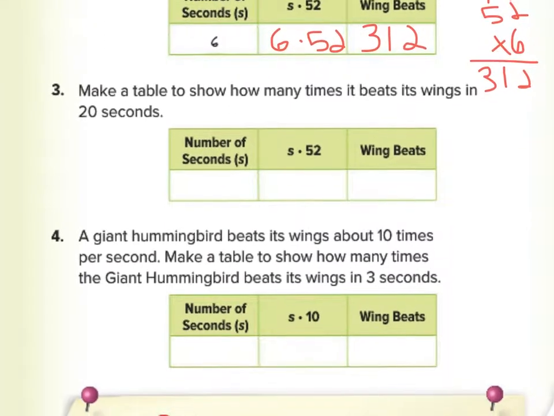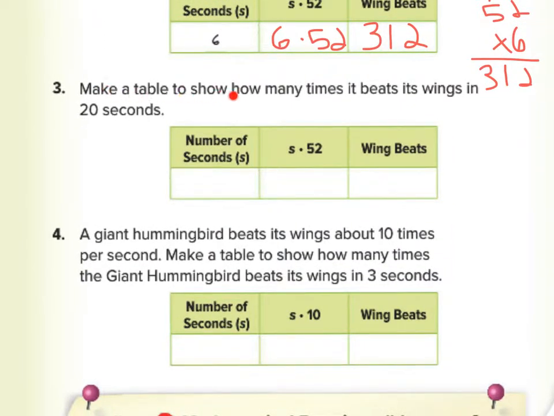Continuing on. Make a table to show how many times it beats its wings in 20 seconds. So number of seconds is 20. We replace our variable seconds with 20 times 52. Now this is essentially like the first question because we have 2 times 52, but we have to add in that 0 to our product. So we know that 2 times 52 is 104, correct? And if we add in this 0 here, because it's not times 2, it's times 20, we get 1040.